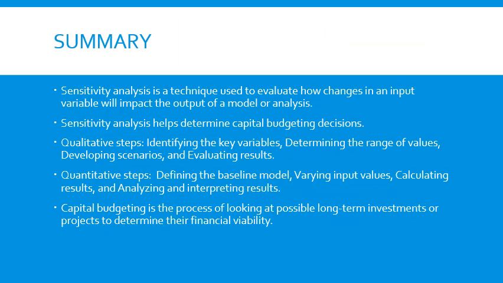And to wrap things up, sensitivity analysis is a technique used to evaluate how changes in an input variable will impact the output model of an analysis. Sensitivity analysis helps determine the capital budgeting decisions. Qualitative steps include identifying the key variables, determining the range of values, developing scenarios, and evaluating results. Quantitative steps include defining the baseline model, varying input values, calculating results, and analyzing and interpreting results. Capital budgeting is the process of looking at possible long-term investments or projects to determine their financial viability.